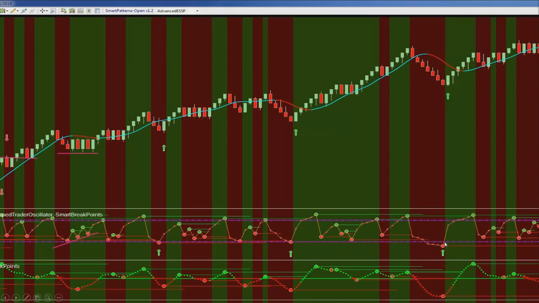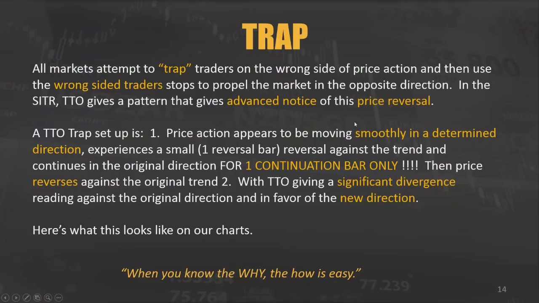And again, I'll show you the past 4 or 5 days. It's been stupid how good it is. We're going to look at a trap. We have a spectacular TTO reading for a trap. What happens is that all markets try to get traders on the wrong side and take advantage of weak money. New money is weak money. They take advantage of weak money to propel their trade in the other direction. So we really get an advance notice of traps.